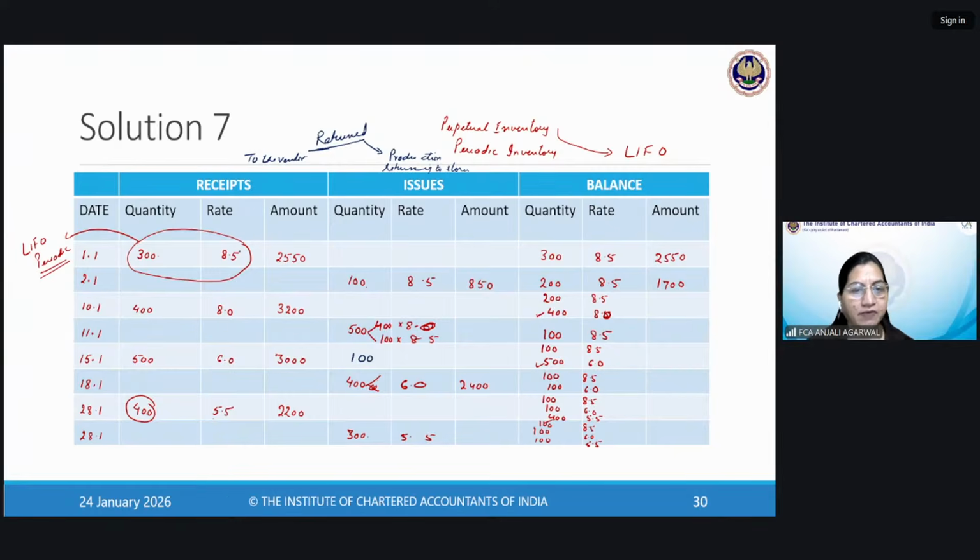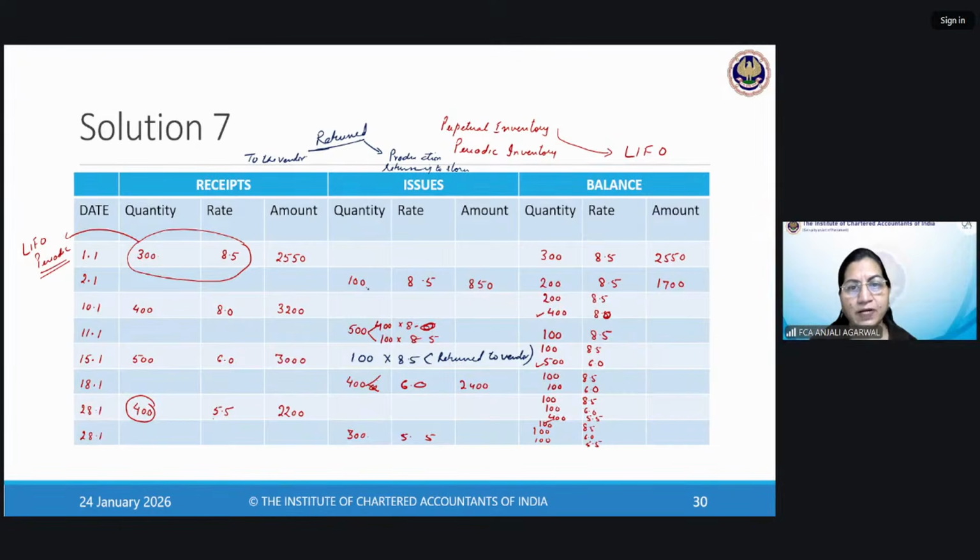But whenever I'm following LIFO, FIFO, whatever method, I will not issue 100 units from here. I will only issue 200 units from here. And whatever the date is given, returned, 100 into 8.5 returned. It will be shown towards the issues, but it will be mentioned returned to vendor. So if the question says that these units were defective, be sure not to issue them at all, and whenever the date is given, return it to the vendor.